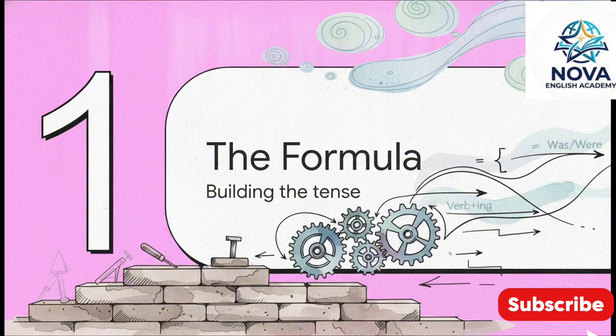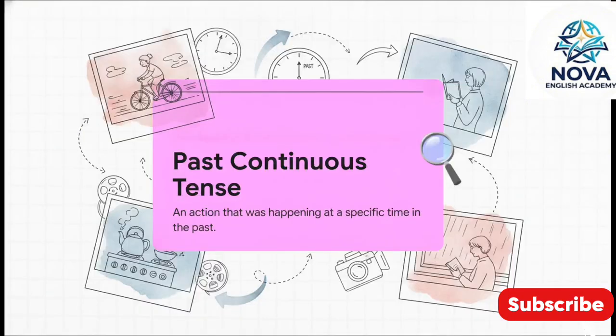Section 1. The past continuous formula. So, what exactly is it? The past continuous tense is used to talk about an action that was happening at a very specific time in the past. You can really think of this tense like a photograph, just a snapshot of an action in motion. It doesn't just say, hey, this thing happened. It actually tells us that something was actively in progress at a specific moment in history.